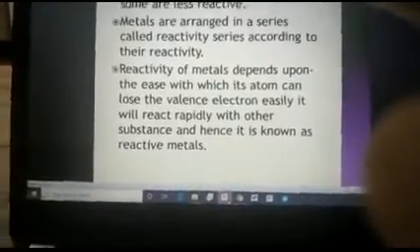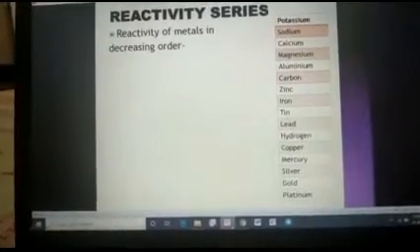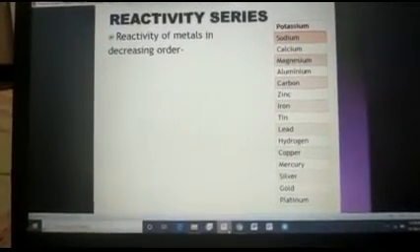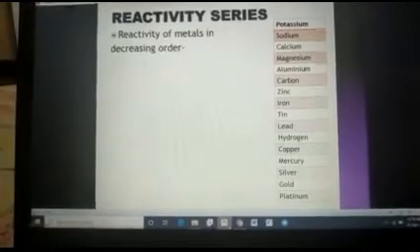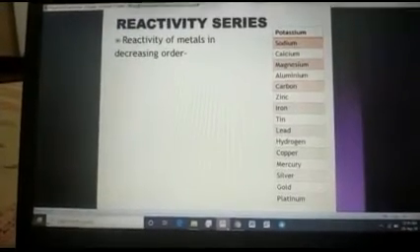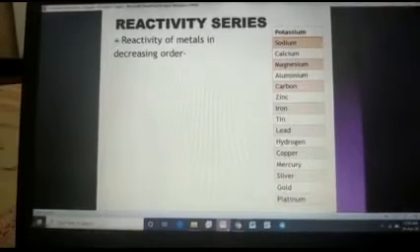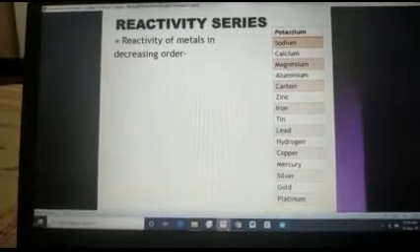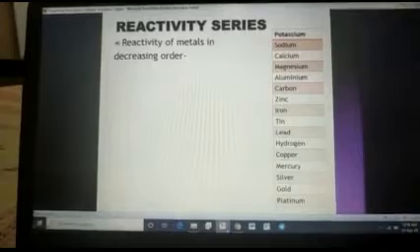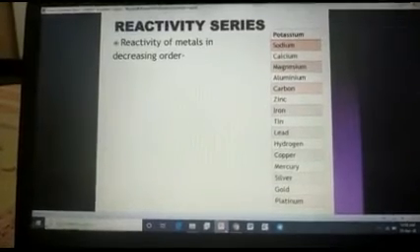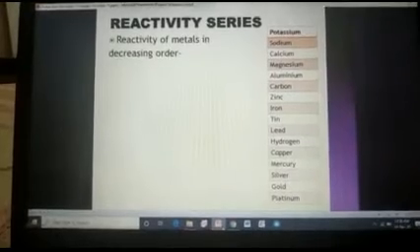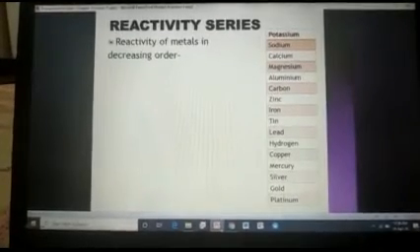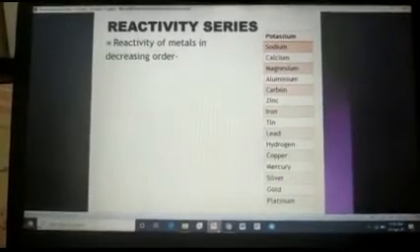Okay, now the next thing is the reactivity series. Potassium, sodium, calcium, magnesium, aluminium, carbon, zinc, iron, tin, lead, hydrogen, copper, mercury, silver, gold, platinum. Yes, this is the reactivity of metals in decreasing order, which means highly reactive elements lie at the top and less reactive, rare, non-reactive metals are at the bottom.